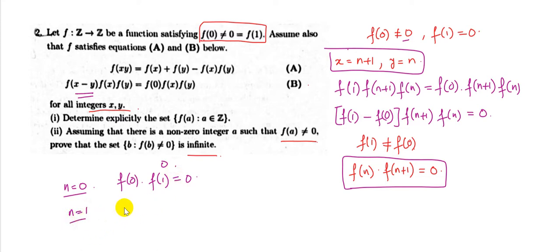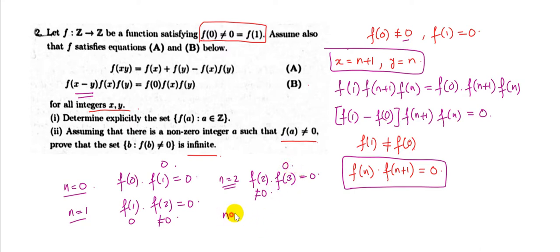Next I put n equal to 1, so I get f(1) times f(2) equal to 0. So f(1) is 0, so f(2) is not equal to 0. Next n equal to 2 will give me f(2) into f(3) equal to 0. So f(2) is not equal to 0, therefore f(3) has to be 0. n equal to 3 will give me f(3) times f(4) equal to 0. Now f(3) is 0, therefore f(4) is not equal to 0, and so on. So this gives us a recursive relationship of each of the terms.